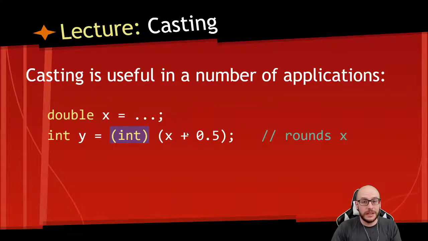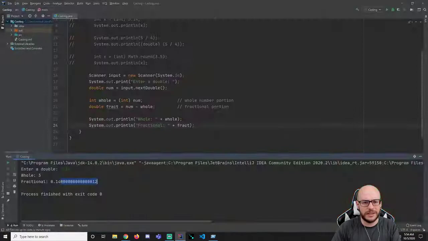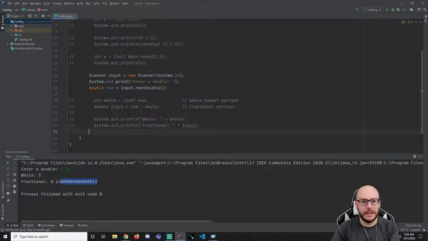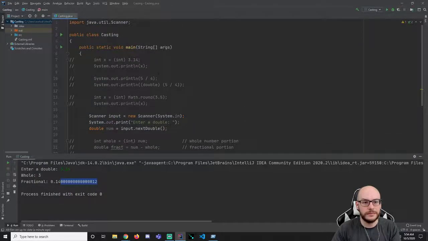This is one that you will see on the AP exam, a technique that they like to use. We take some double, and we can use this expression to create our own rounding technique. Again, Math.round exists, and I showed you how you can cast that and get an integer from it. But the AP exam will sometimes do this to do a round, because as it turns out, Math.round is not actually in the subset. I'm going to leave Scanner in.